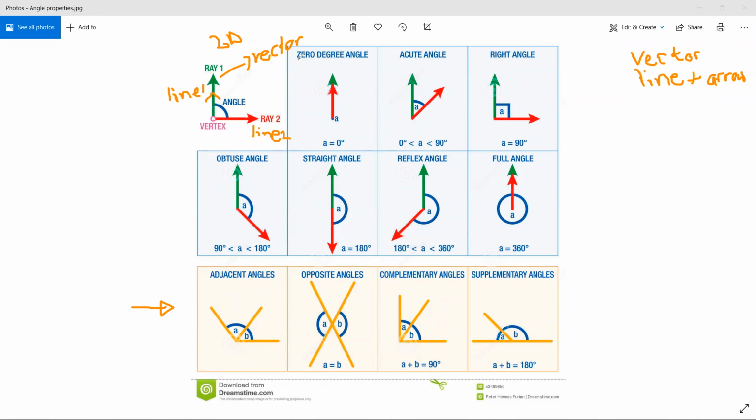So here we have a 0-degree angle, okay? 0 degree means there are no degrees because both the red and the green line are in the same direction, so there's no angle formed, okay? The red and the green are on the same line, there's no angle. So that's why the 0 degree comes.